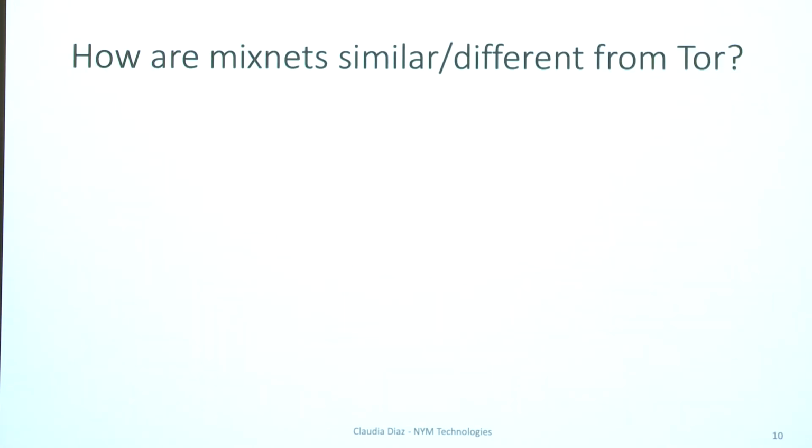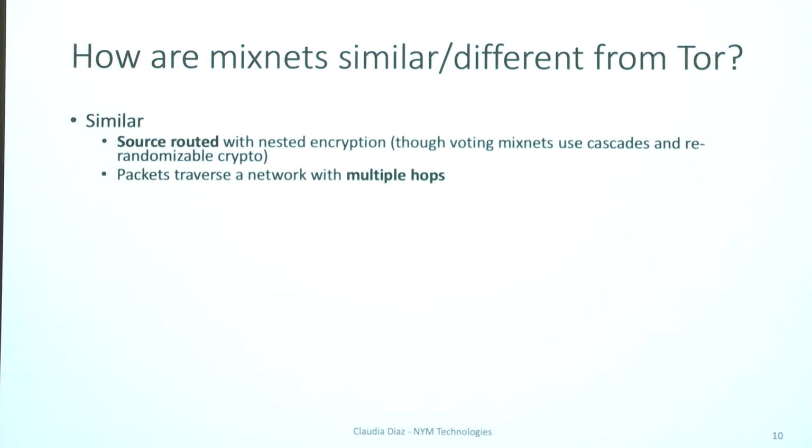Okay, so you might be asking, we know Tor, or we have heard of Tor, so how are mixnets different from Tor? Just to give you the highlights of what is similar and what is different: they are similar in that they are typically source routed. Source routed means that the sender, the creator of the message, is the one who decides on the full route.